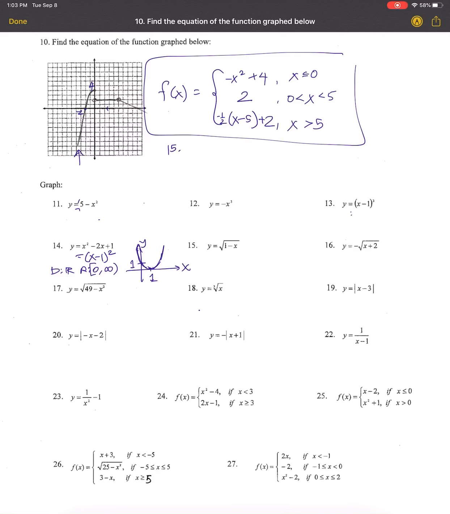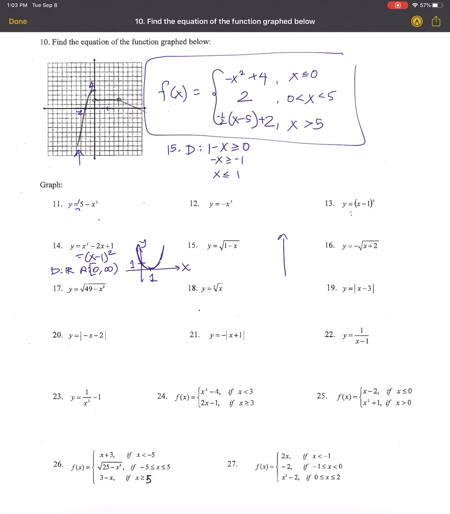Okay, so for my domain, I was mentioning in class that when you have a square root function, you need the stuff inside to be greater than or equal to 0. You need it to be non-negative. If I try to solve this, sometimes that in and of itself will help me figure out what my graph should look like. If I subtract the 1, I have negative x is greater than or equal to negative 1, and then multiply by a negative, I have an x, a 1, and I have to flip the inequality. So x is less than or equal to 1.